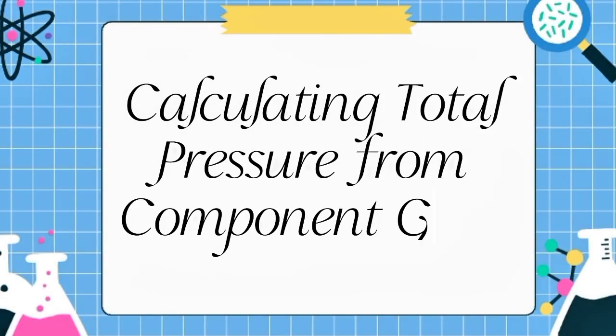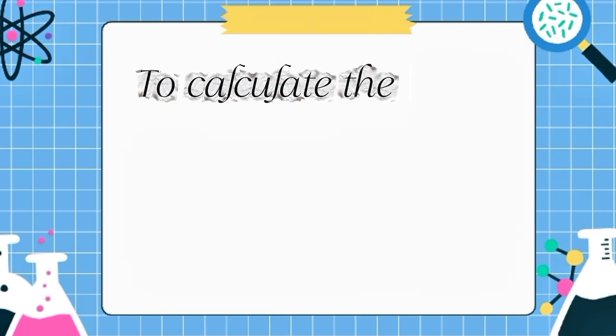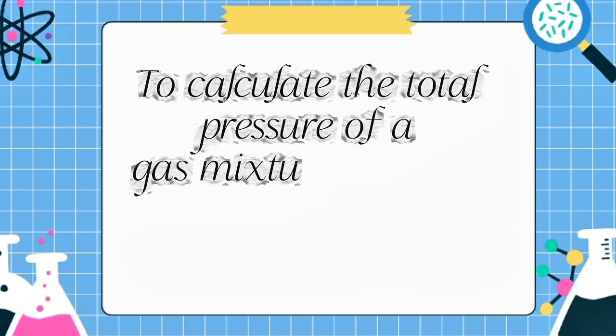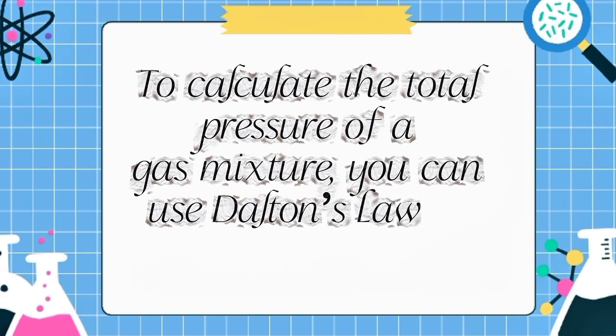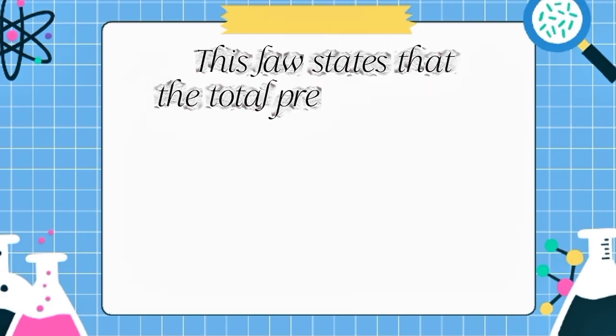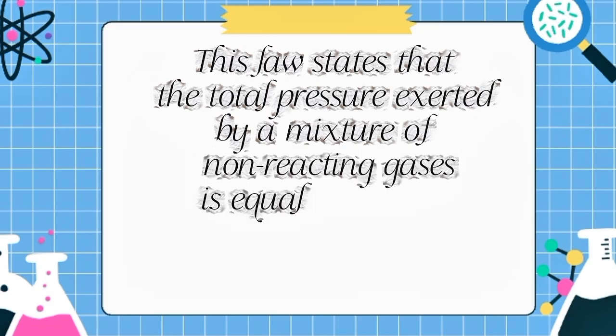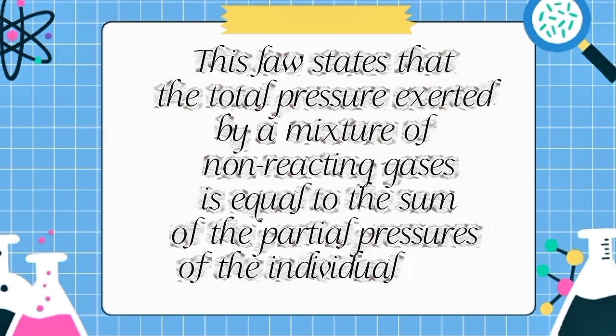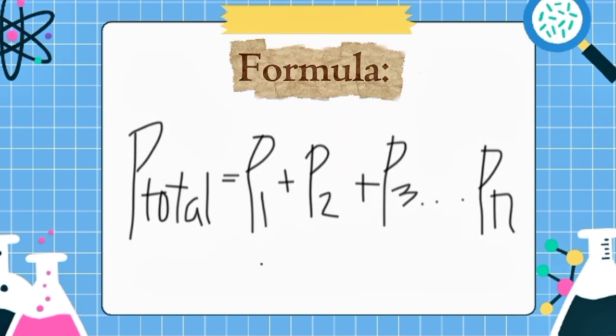Calculating total pressure from component gases. To calculate the total pressure of a gas mixture, you can use Dalton's law of partial pressure. This law states that the total pressure exerted by a mixture of non-reacting gases is equal to the sum of the partial pressures of the individual gases.